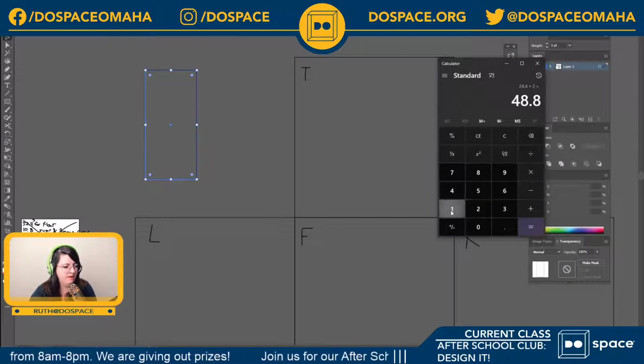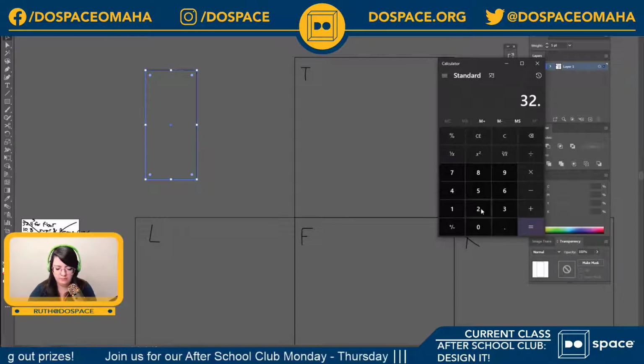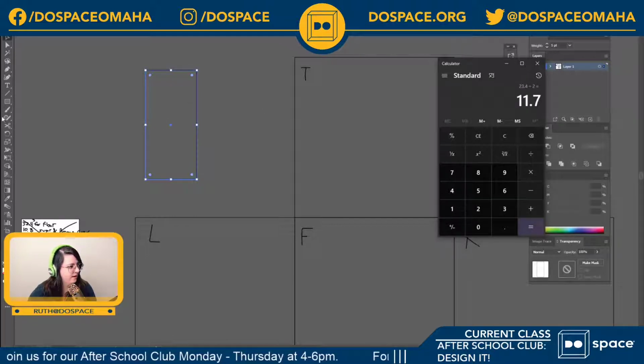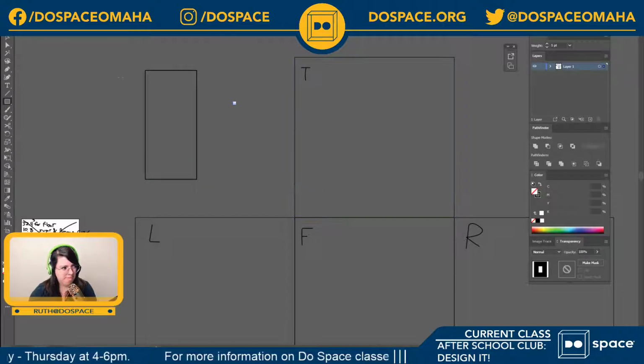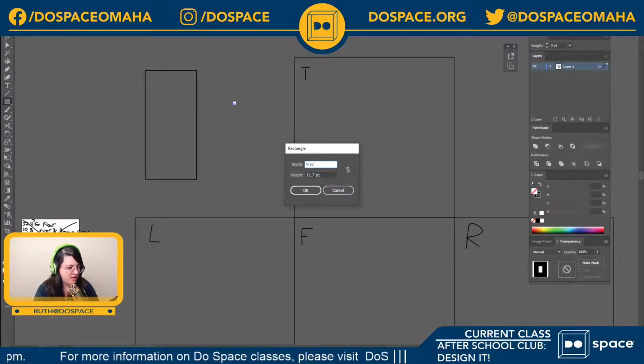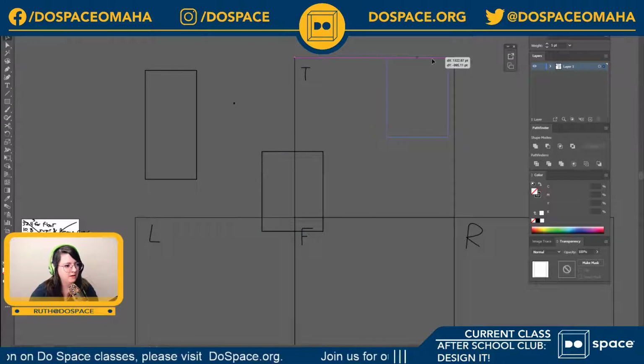Let's just try 9. So 32.4 minus 9 divided by 2, 11.7. Okay, so I'm going to make a new thing here. I'm going to make the height 11.7, and I said 9 for the width. Hopefully. Again, I did it in points. Inches. There we go. So we've got a new measurement here, and that's for our flower.